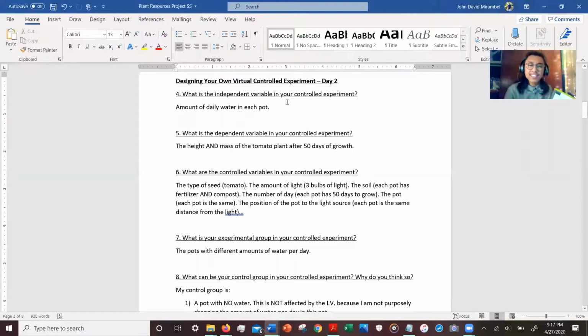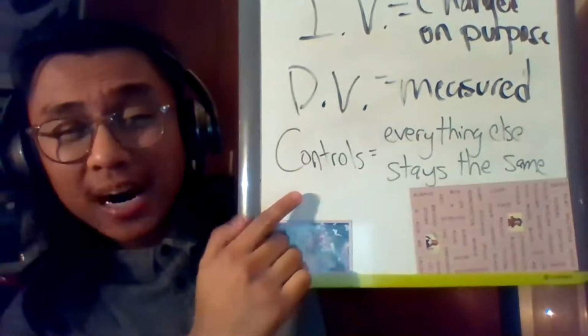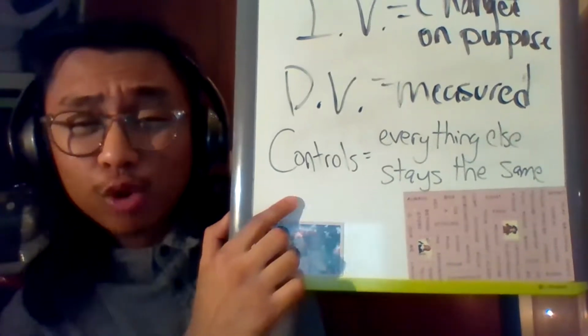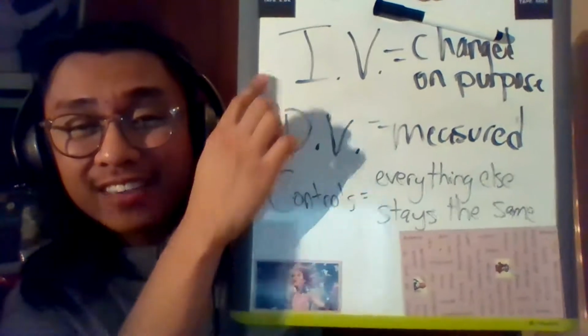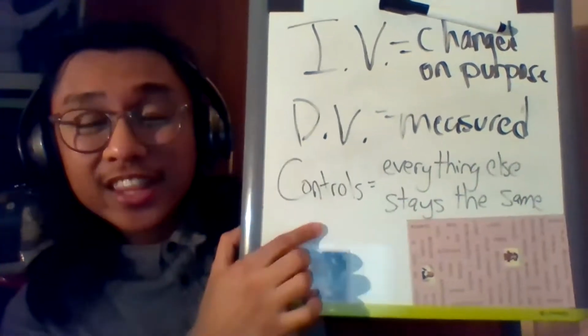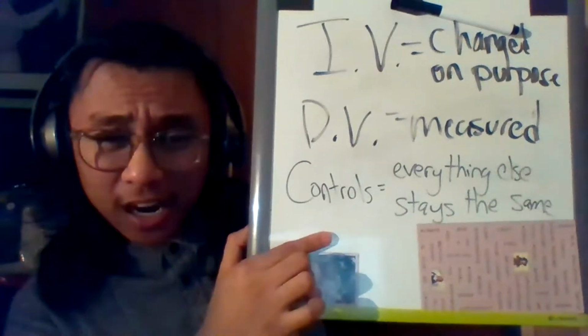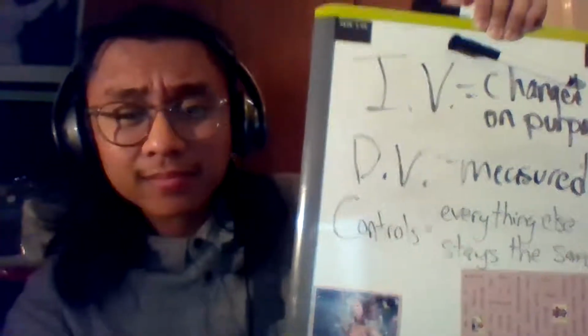Number 5 asks you, what are the controlled or control variables in your control experiment? From last week, if we need a reminder, controls or controlled variables is everything else outside of your IV, your independent, and your DV, your dependent variables. And those are the things in your experiment that stay the same, which is everything else.